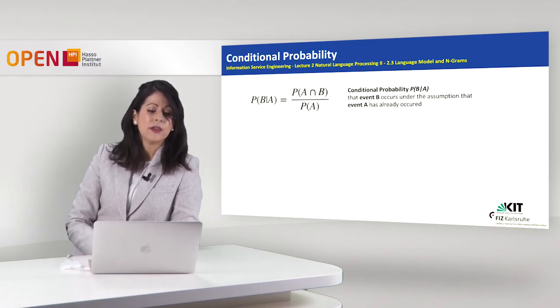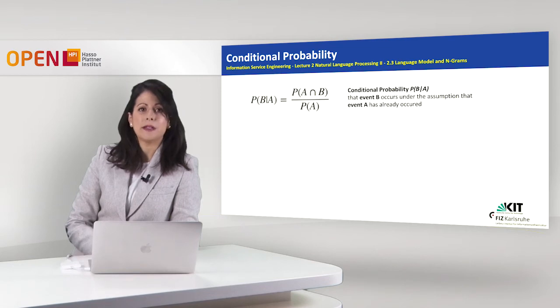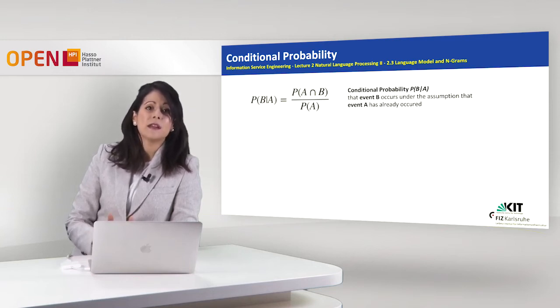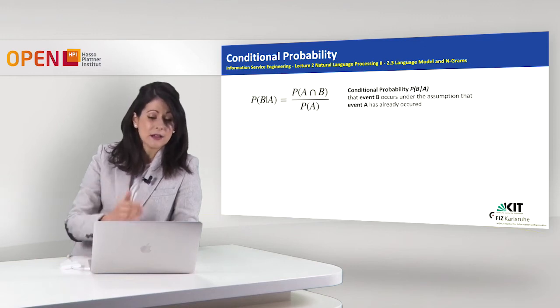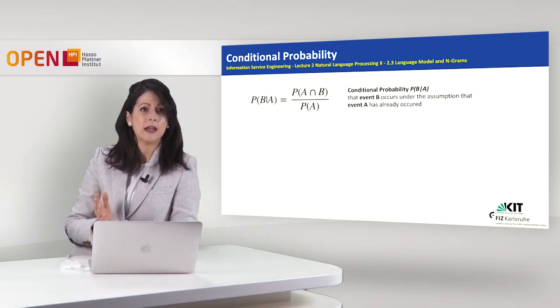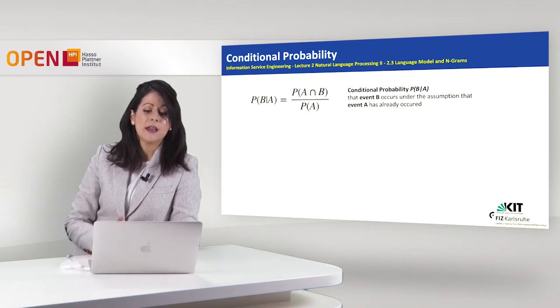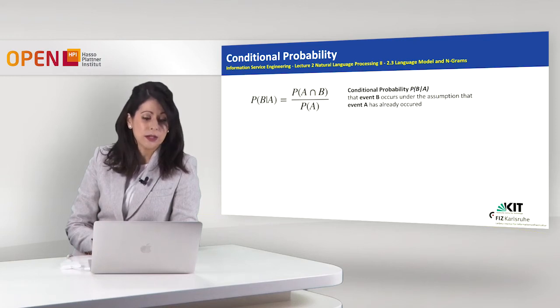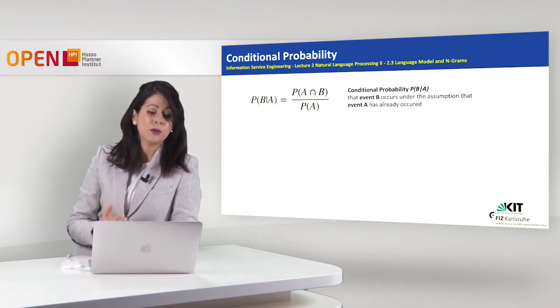And let us continue with the conditional probability. It's a rather important probability, which we are going to use often. The conditional probability is a way to compute the probability of an event, given that another event has already happened. In the equation, the conditional probability of B given A, and this is how we read it, means that the event B occurs under the assumption that the event A has already occurred. To compute it, we have to compute the probability where both events A and B happen and normalize, or divide, by the probability that the event A happens.